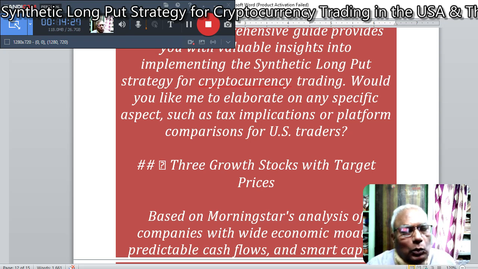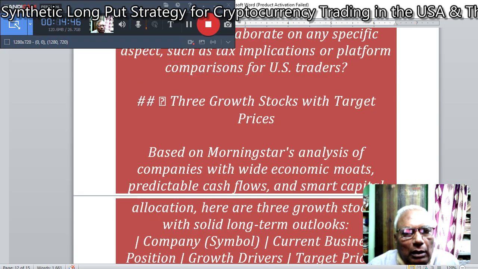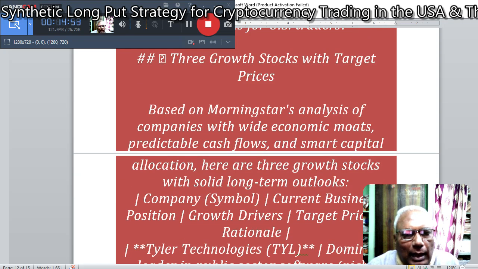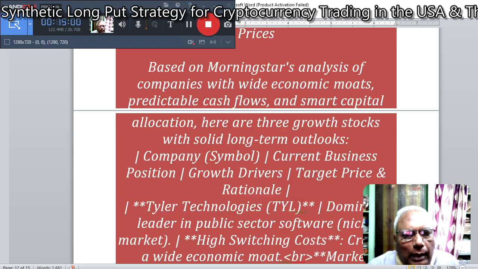Another 3 growth stocks with the target prices. 3 main growth equity shares. Based on Morningstar's analysis of companies with wide economic moats, predictable cash flows, and smart capital allocation, here are 3 growth stocks with solid long-term outlooks.